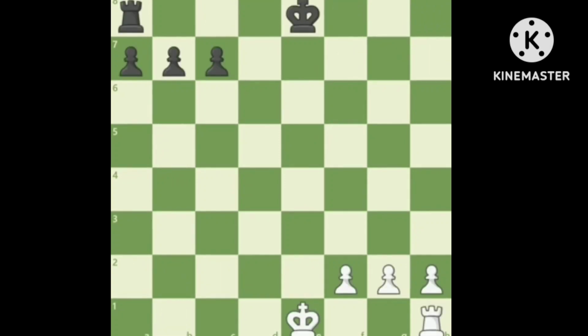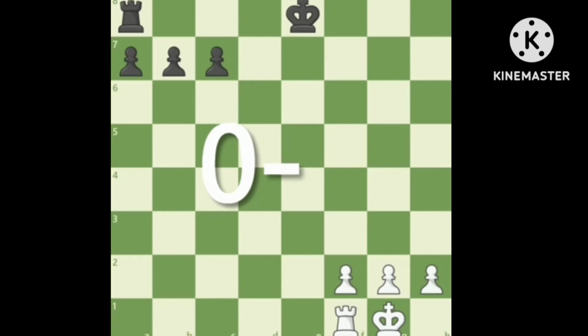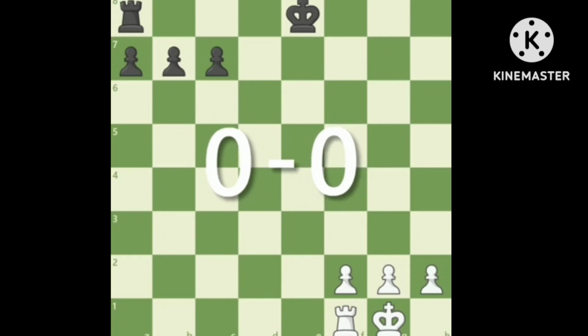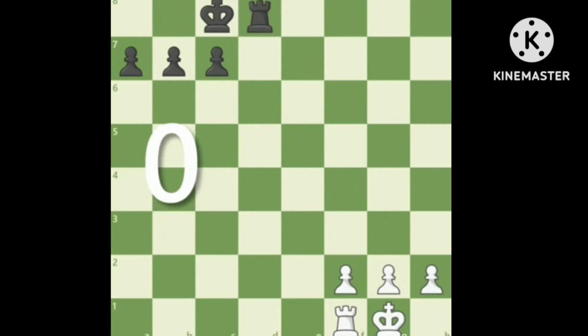What is the notation for castling? It depends on if you castle kingside or queenside. In this position, let's say white castles kingside. The way you would write it is 0-0. If black now castles queenside, we would add 1 more 0, so it would be 0-0-0.